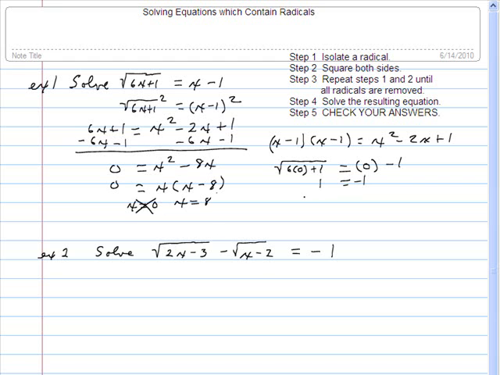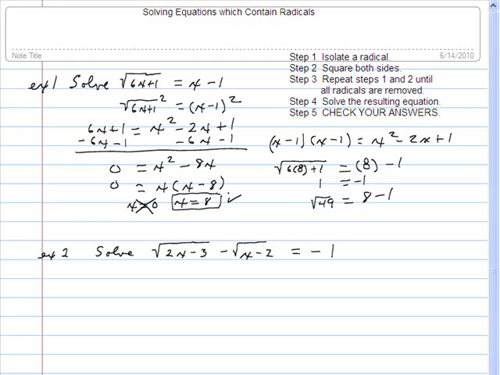We try x equals 8. If I put in an 8 instead of a 0, I get on the left side 6 times 8 plus 1, the square root of 49. That's 7, which is equal to 8 minus 1. That is true. So that solution checks and I get the answer x is equal to 8.